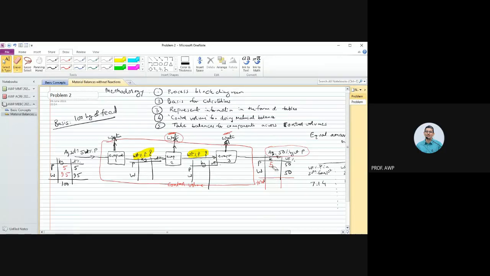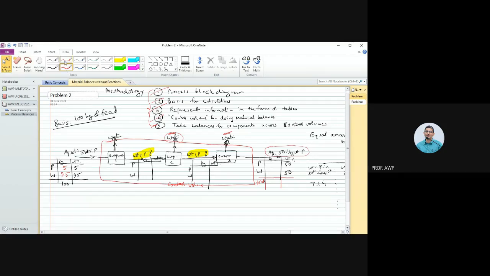Let me repeat. Now we are going to take a control volume. So let us take this whole plant as a control volume. Do you agree with that? We are doing 5 steps: we have selected a block, drawn a block diagram, selected a basis, represented the information in the form of tables, and taken this red control volume. Now we take balances across this control volume, the 5th step.